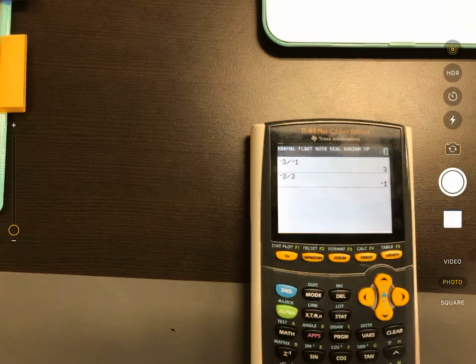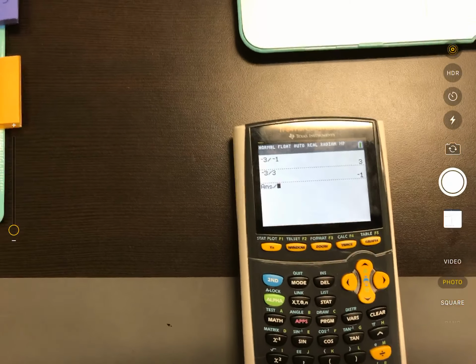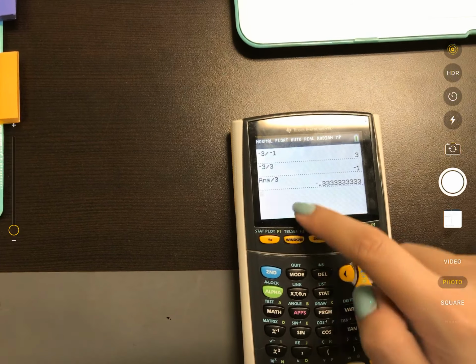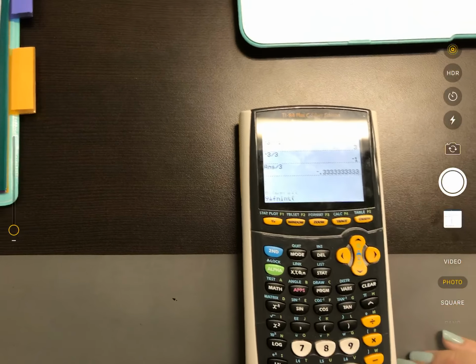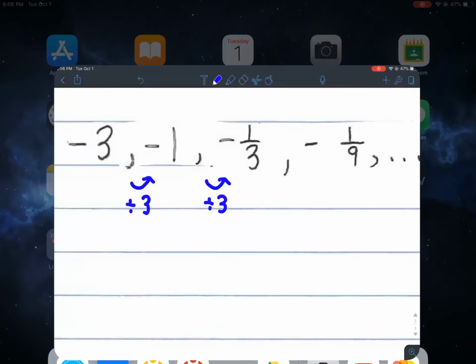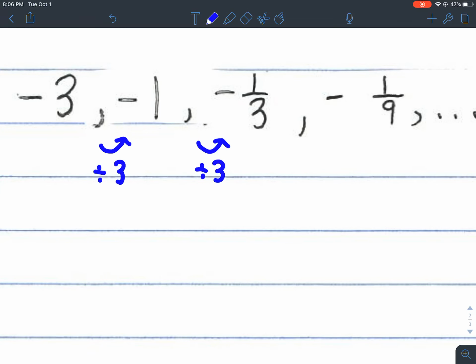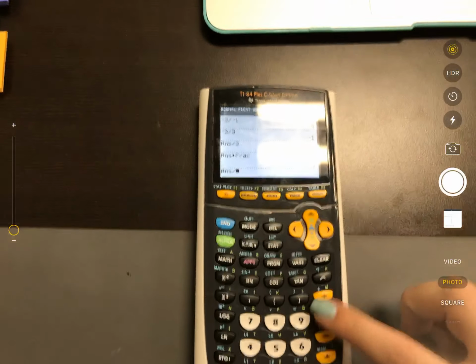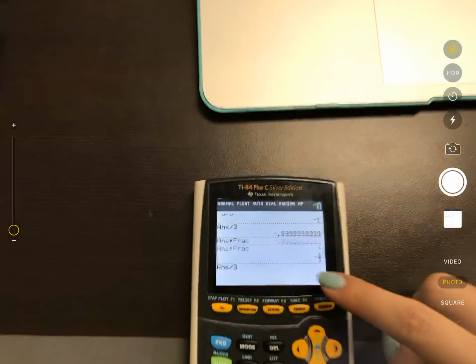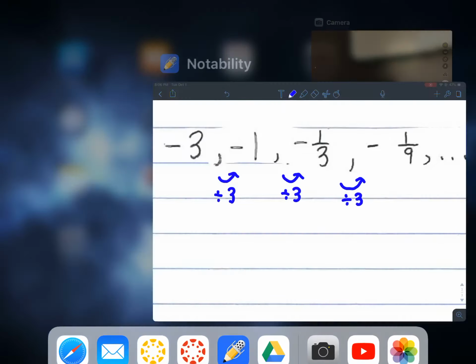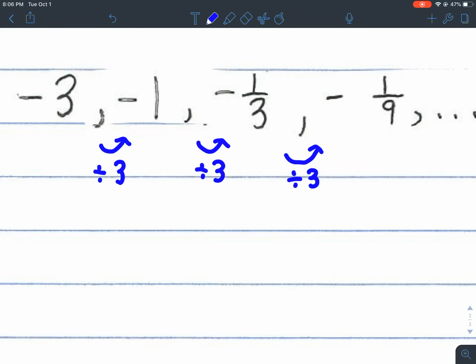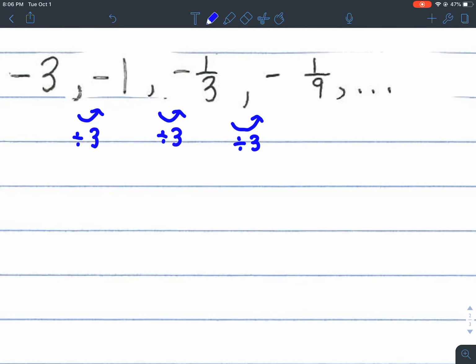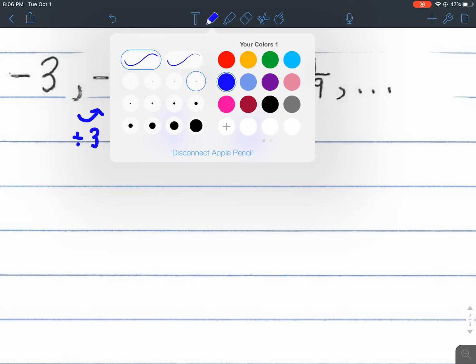So let's see. Divide the previous answer by 3. I get this decimal. I want to change this to a fraction. I get negative 1/3. Is that what I have? Yep. Now let's divide that number by 3 and see what we get. So I'm going to take this number and divide this by 3. And I get negative 1 over 9. Well, it looks like my pattern is holding. I am dividing by 3. So that means that this is geometric.